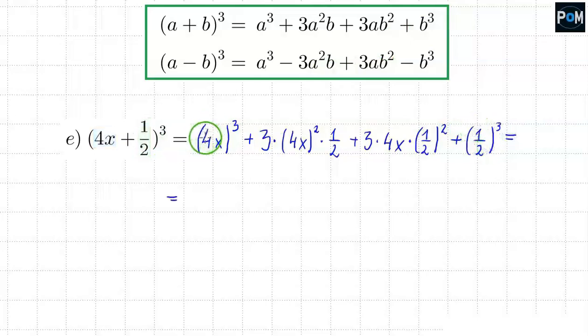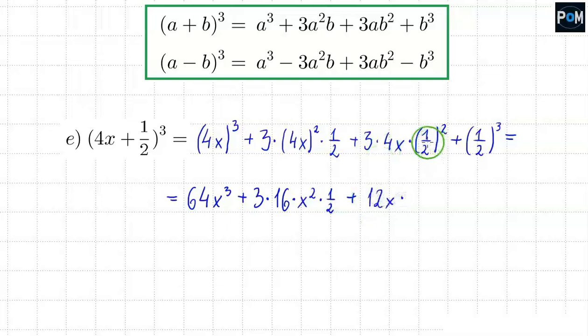We exponentiate. First, 4 to the third power is 64. X to the third power is x cubed. Plus 3 times, here from the exponentiation, we have 4 squared, that is 16, times x squared, which is x squared, nothing happens here, and times 1/2. Here we can multiply 3 by 4, which is 12x, and we also exponentiate 1/2 to the power of 2, which is 1/4. Add 1/2 raised to the power of 3, and that is 1/8.